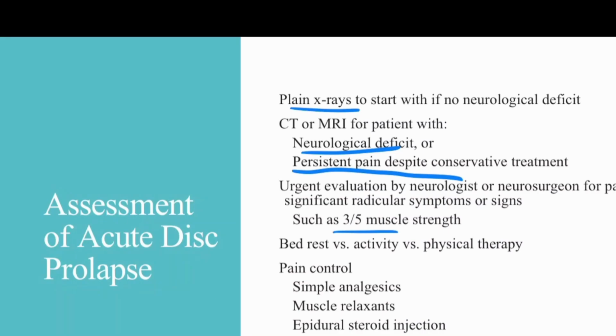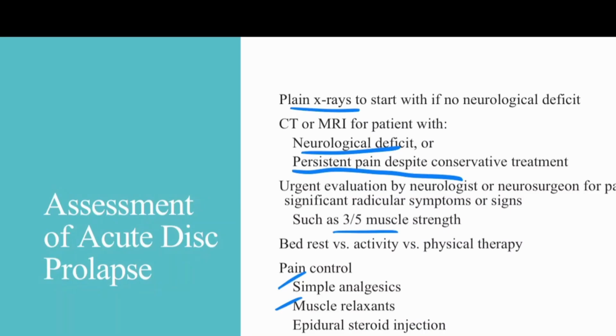You kind of go bed rest versus activity versus physical therapy. Where is your patient at? How much function do they have to begin with? Where do they want to return back to? That kind of determines how aggressive you are. Pain control is the biggest thing. You can give just simple analgesics, just Tylenol, Motrin. Then if that's not working, then you can go on to your muscle relaxants, Skelaxin, and so forth.